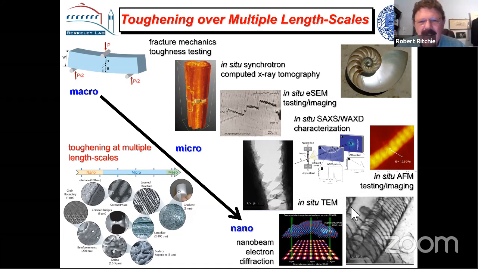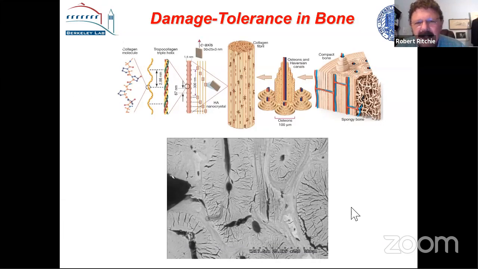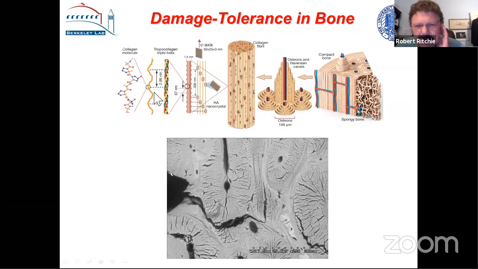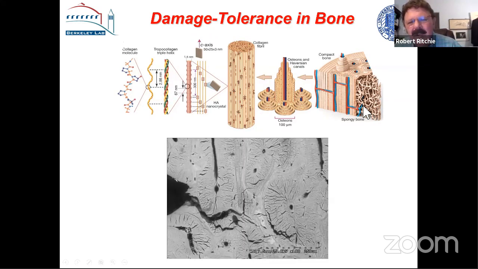So let's start with bone. And this is just a nice depiction of the multiple length scales of bone.